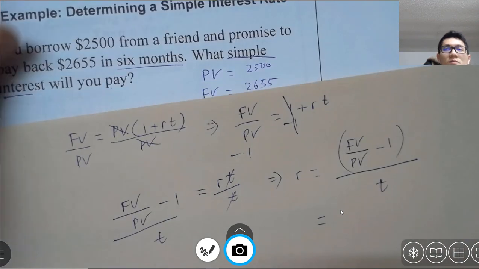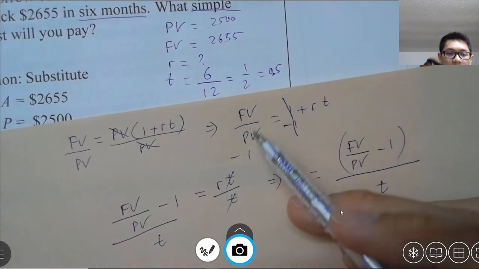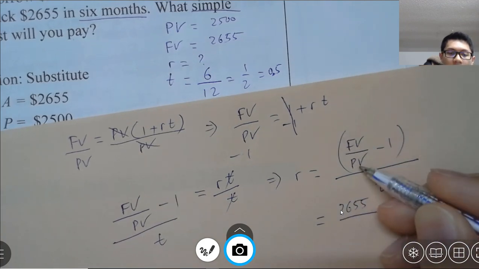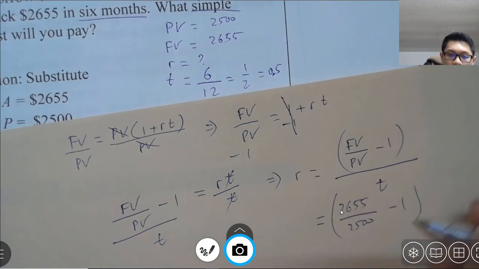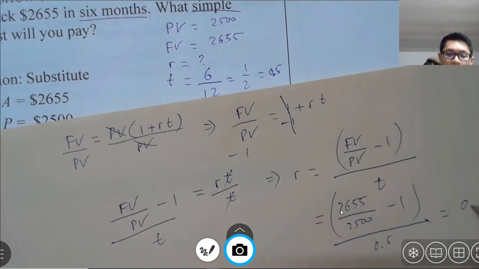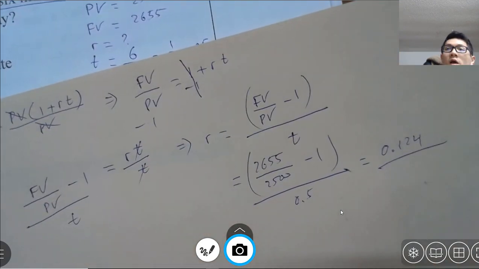Now we got everything earlier, right? We got FV, which is right here, PV, which is right here, minus 1, divided by T. T is right here, 0.5. Let me take a moment to do that on my calculator. 2655 divided by 2500 minus 1, divided by 0.5, that is 0.124. And this is in decimal.